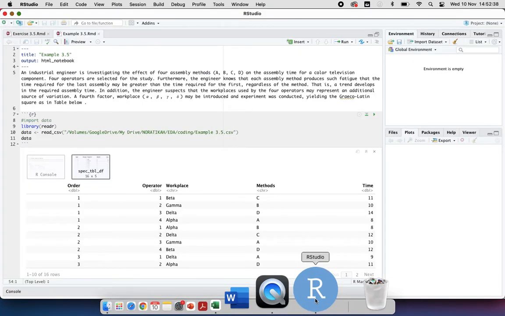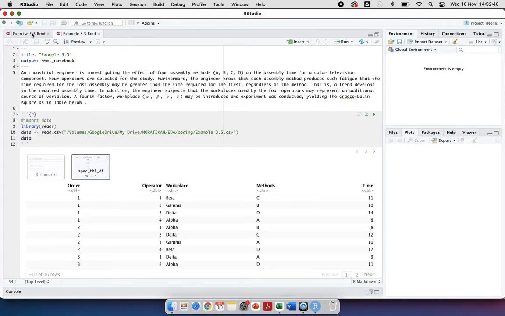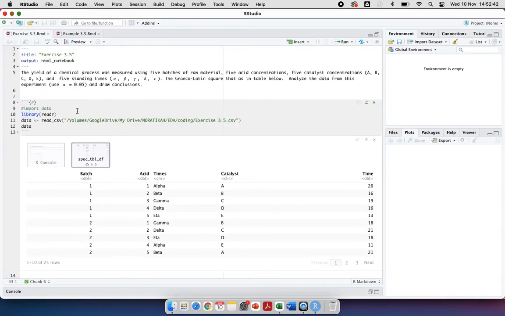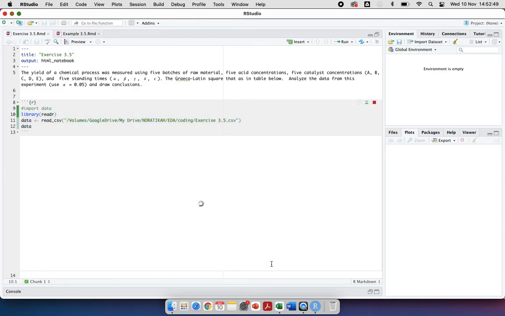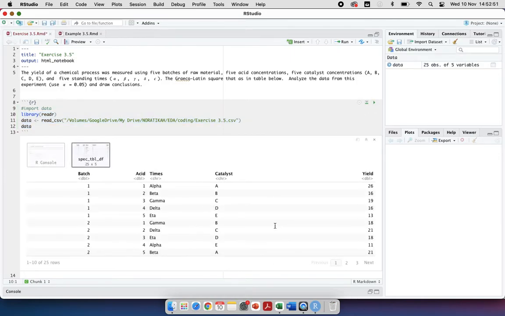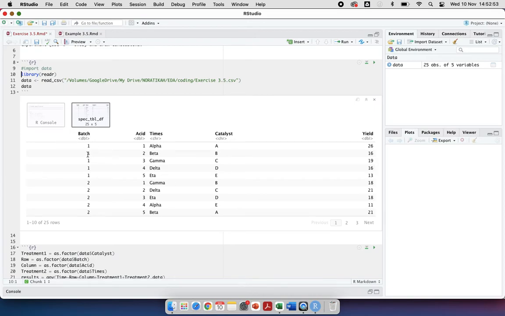Okay, so kita pun buat dalam R. So exercise 3.5. Okay, first kali kita import data. Right, so import data. Boom, keluar data. So batch ni adalah nuisance factor pertama, acid nuisance factor kedua, times adalah kita punya grade treatment, nuisance factor ketiga, catalyst adalah treatment, yield adalah kita punya respond.